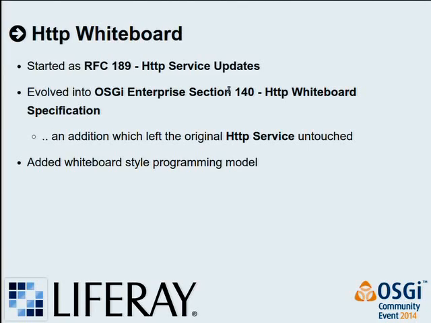And what it did, instead of making a whole bunch of changes like we had originally thought of making to the original HTTP service, that is remaining completely unchanged. So what we're doing is adding new functionality to extend that. So everything else will stay the same for the imperative API, and the HTTP Whiteboard is going to add completely new functionality on top of that. And so it's bringing in the whiteboard programming model.